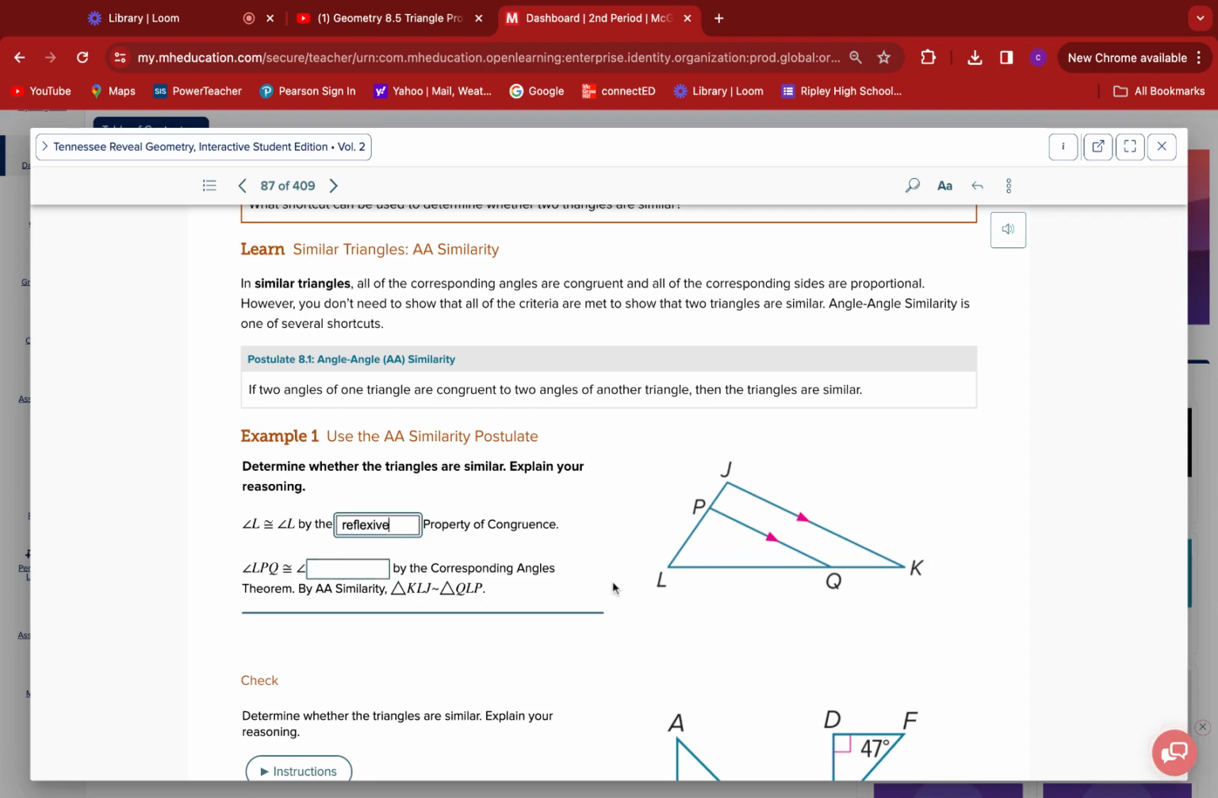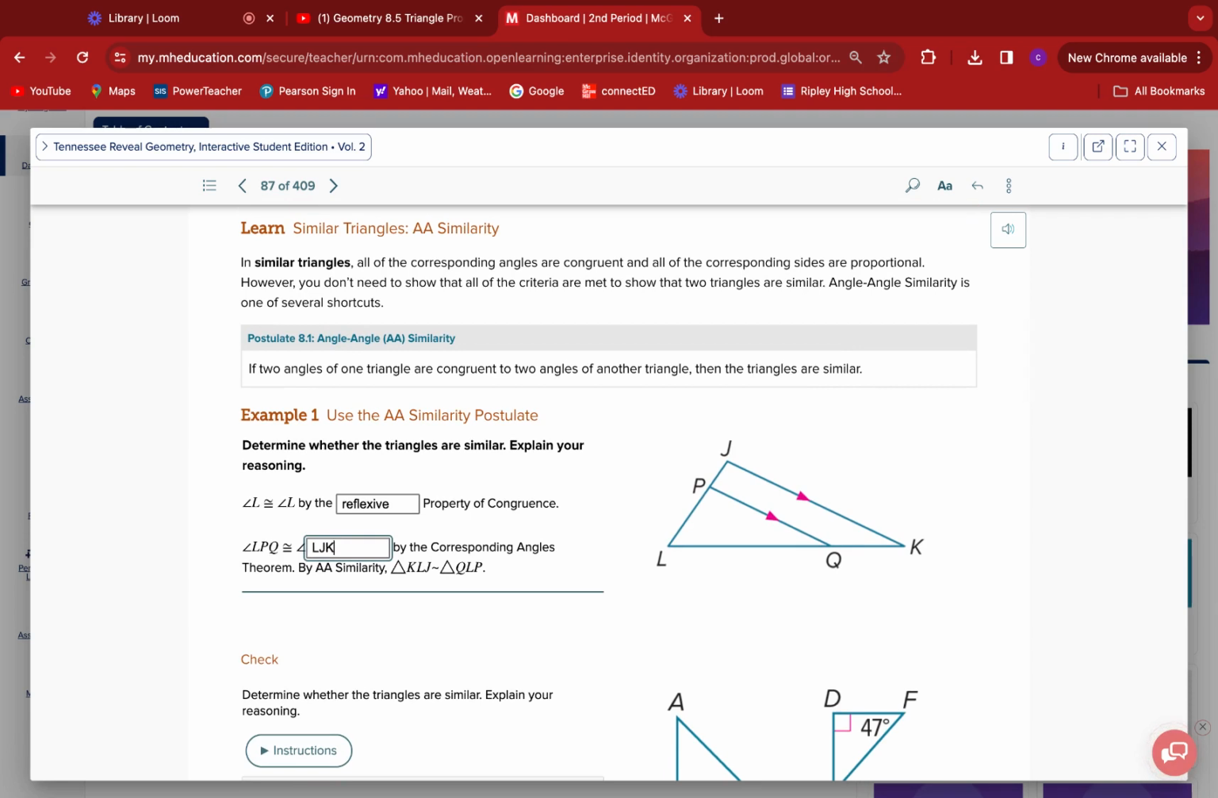All right, angle LPQ. What's that going to match up with? That's going to go to angle LJK because they're corresponding angles. So by corresponding angles and the reflexive property, two angles are congruent to each other. Therefore the two triangles are similar. So triangle LPQ is similar to triangle LJK, and you have one triangle sitting inside the other.